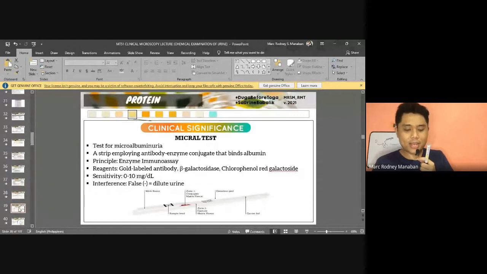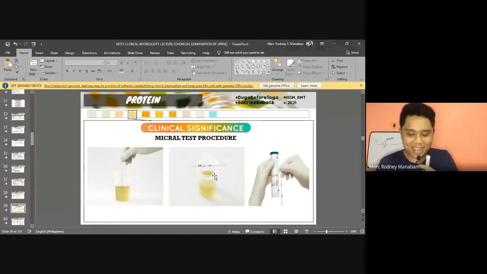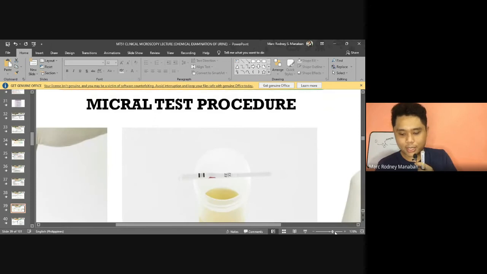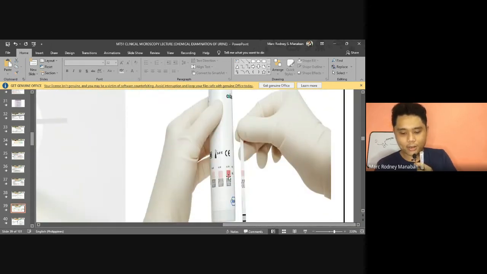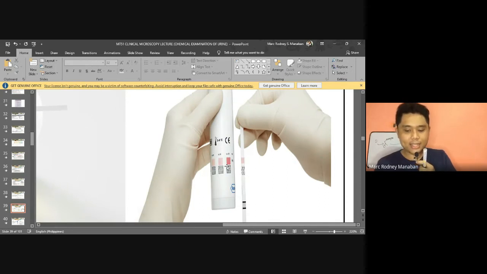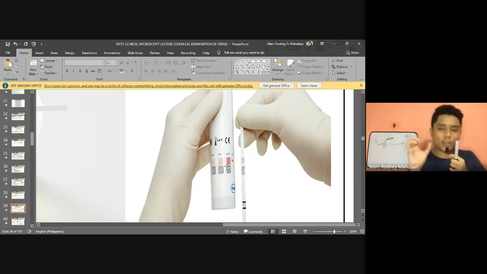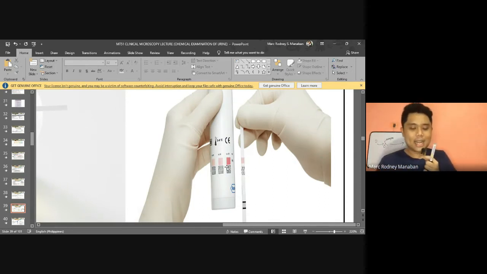Another one is what we call the immunodip. Sorry. Ito pa pala, the micral test procedure, pasensya. So, i-dip lang siya, and then you wait for the reaction to happen, and then check for the color result. Ayan. So, as you can see, di ba? White to red. Ayan. White to red. Okay. So, ang red, it indicates greater amount. Okay. Greater amount of albumin present. Okay. The next procedure is, of course, your immunodip.